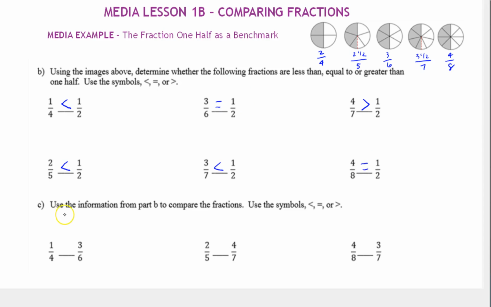Now in this last part, we're going to use the information from part B to compare the fractions. So let's think about the idea that we're going to use here. So, say you know that Bob has less than half a cookie, and John has more than half a cookie.